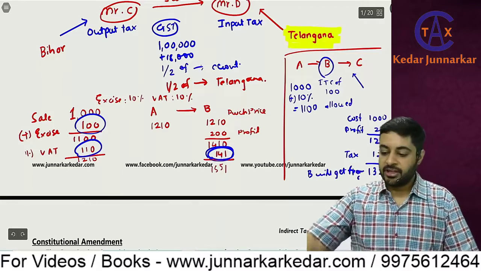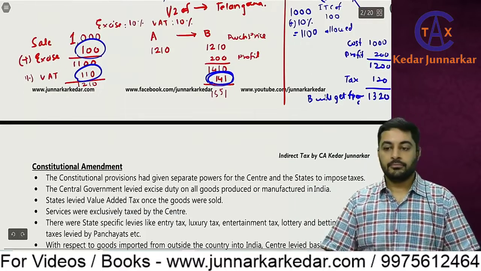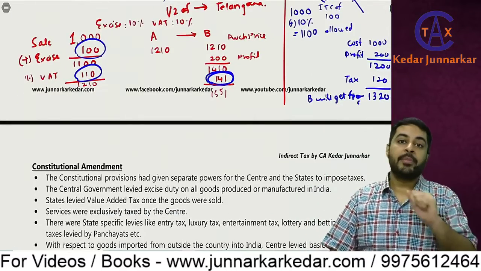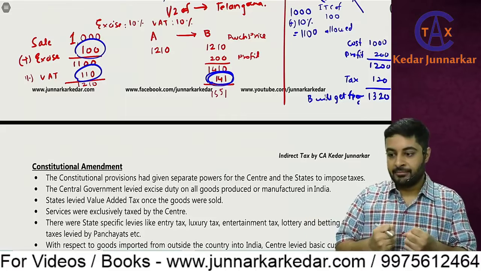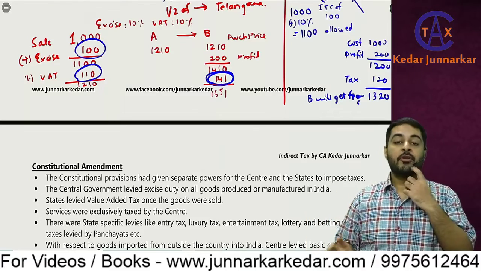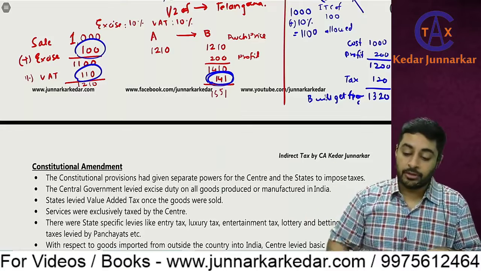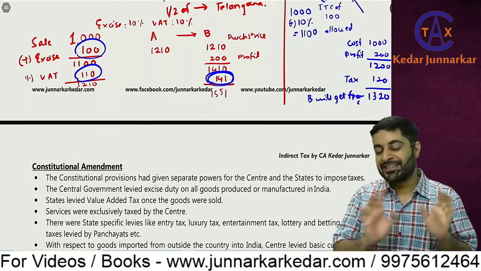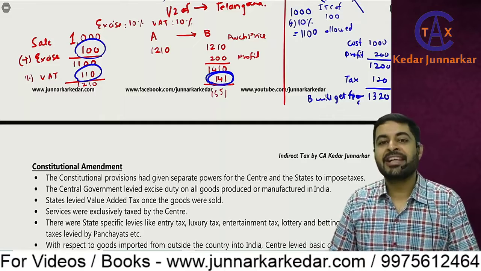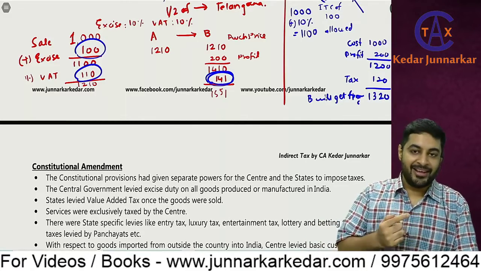B will get 1320 from C. But how much will he pay to the government? Tax is 120, which he has collected. Now see from the point of view of Mr. B. Earlier he had paid 100 rupees to A. So it is like advance tax he has paid. It's not correct to call it advance tax, but just for understanding, that 100 rupees he has paid to A.